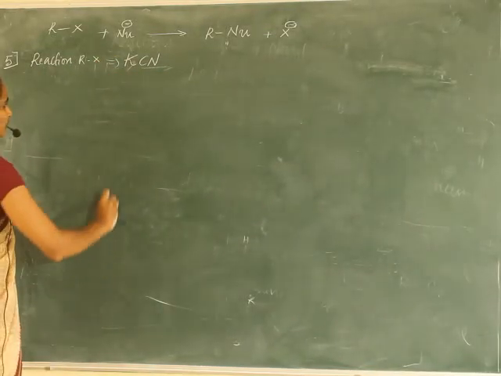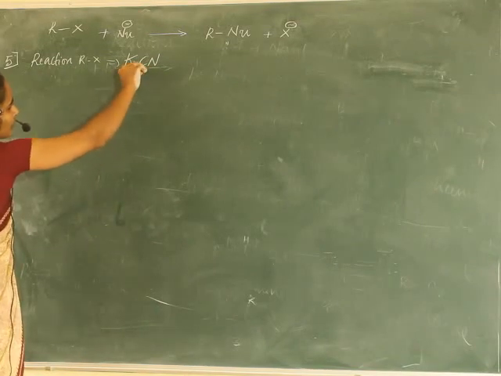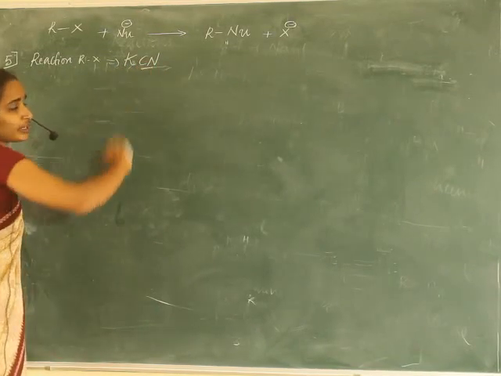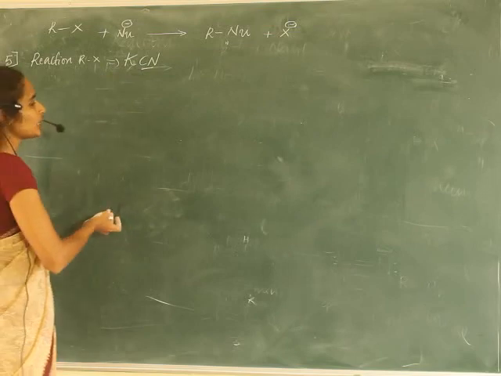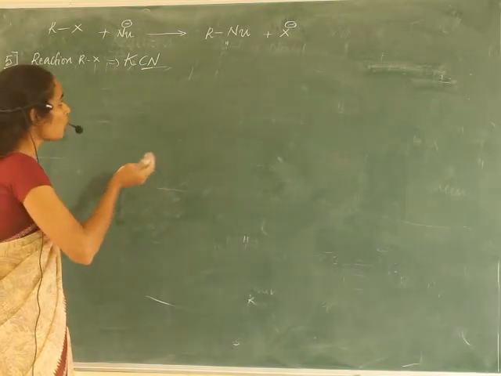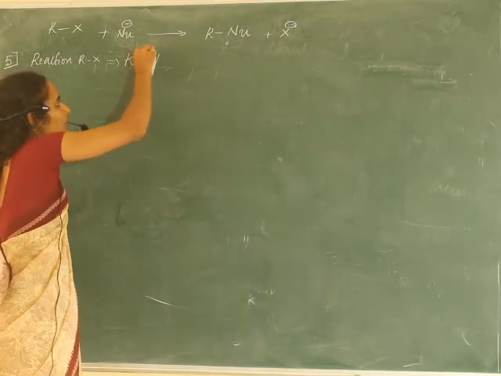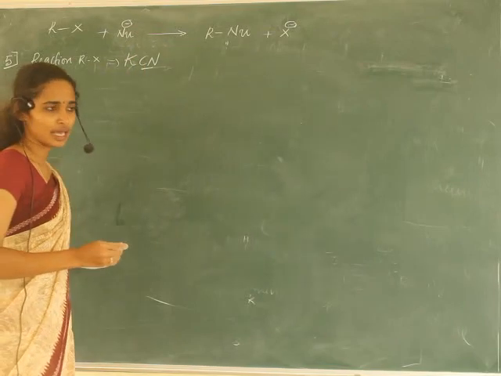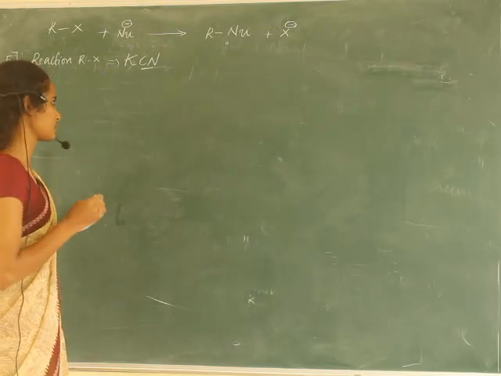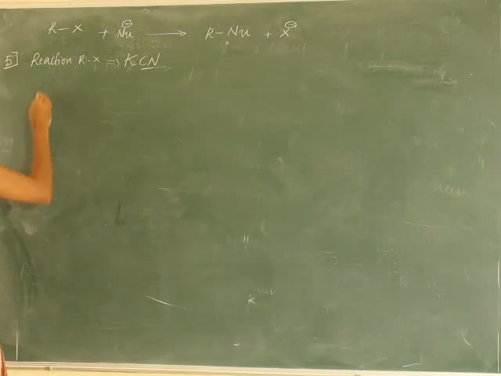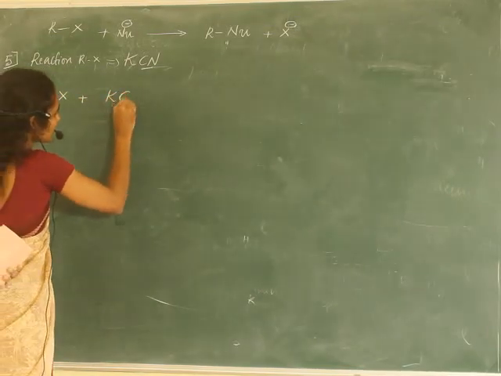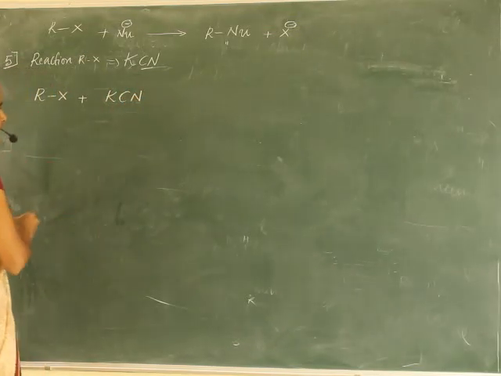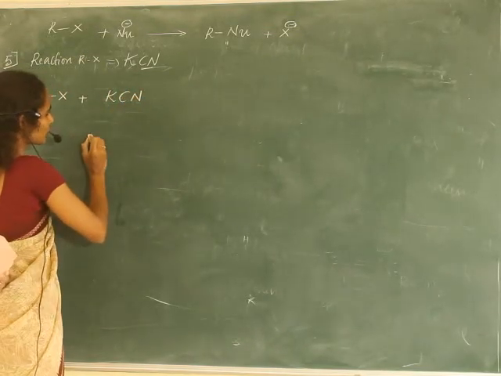See, potassium cyanide. Here cyanide is an ambidentate ligand or ambident nucleophile, right? That is, it can donate electrons or it can bond through both the carbon and the nitrogen atom. It has two nucleophilic centers. Now, alkyl halides on reaction with potassium cyanide. In potassium cyanide, what happens?